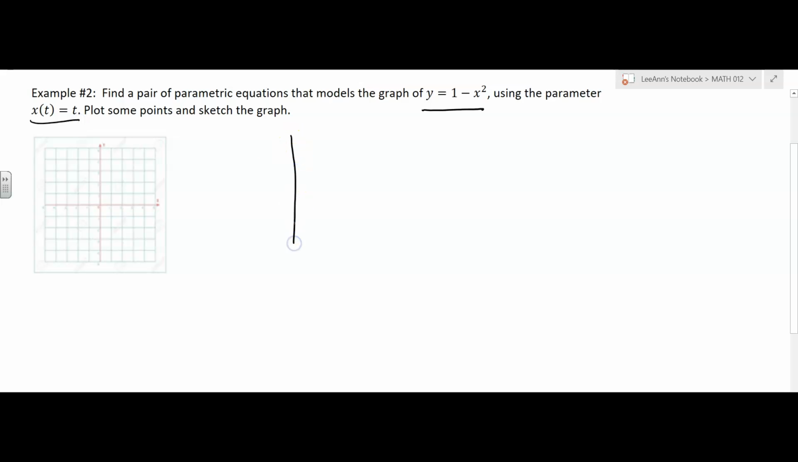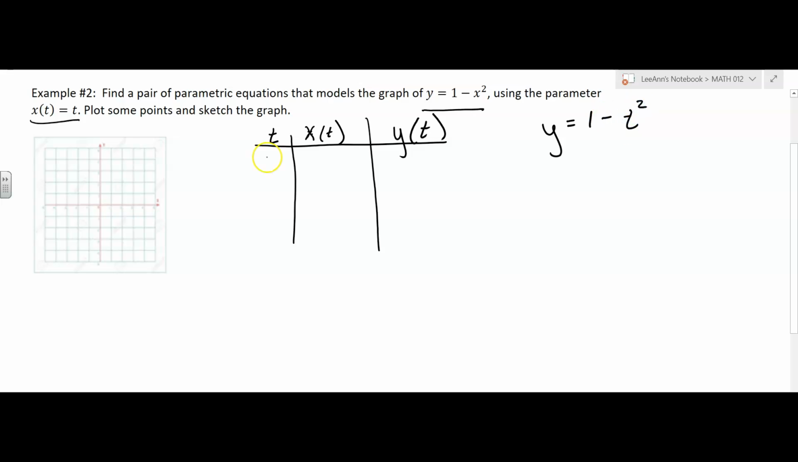Okay, so we'll just set up a table. We'll have a value for t, we'll have x of t, and then we'll have y of t. Now over here, because x of t is equal to t, we can replace our x in our y equation to be 1 minus t squared.